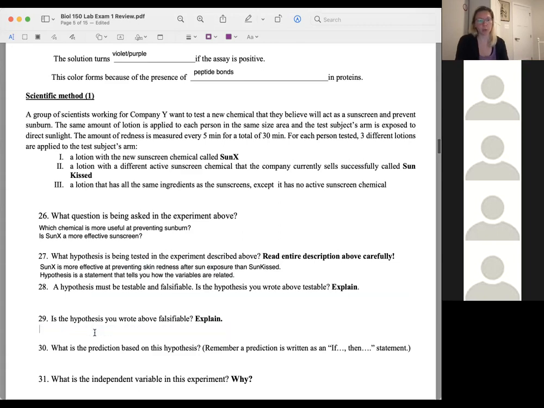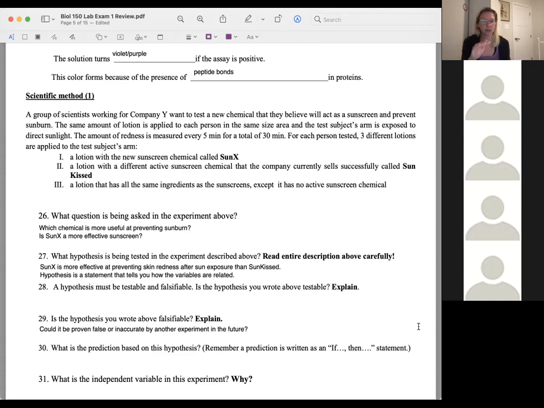So by falsifiable, we mean, could it be proven false or inaccurate by another experiment in the future? So if sunscreen research develops so much that Sun X is no longer the most effective at preventing skin redness, if we can imagine that type of scenario, then that means our hypothesis is falsifiable.